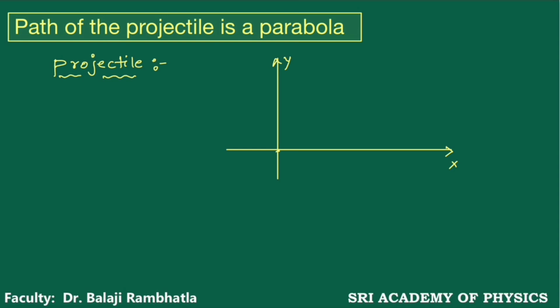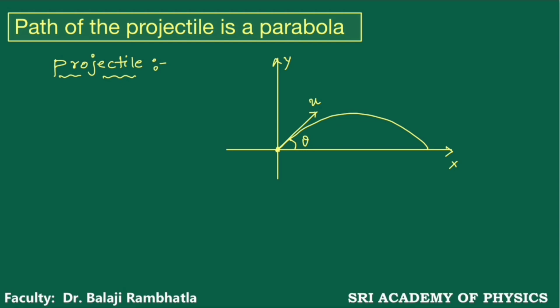Suppose I throw a body with an angle theta and a particular velocity u. Then it follows the path of a parabola. Its trajectory is in the path of a parabola. That is what we want to show.